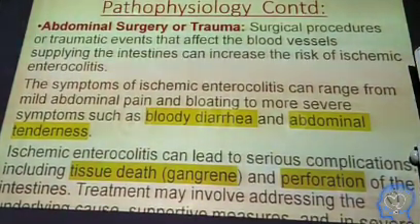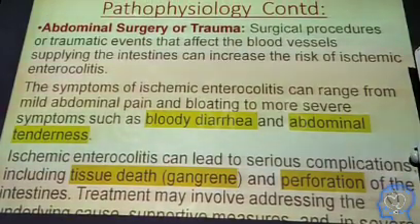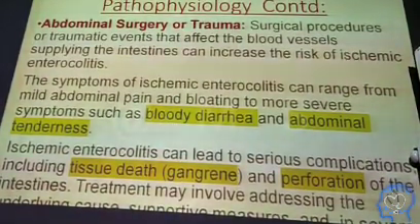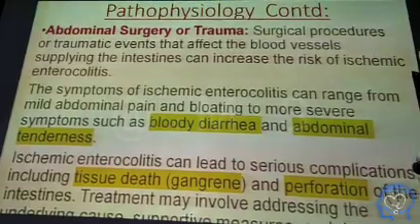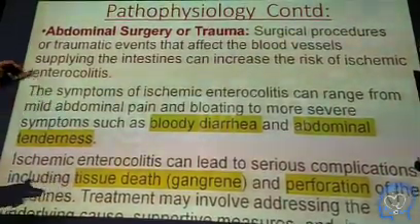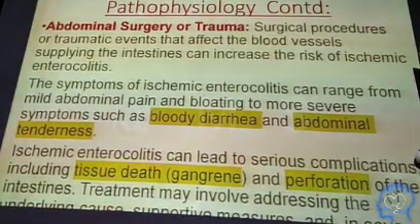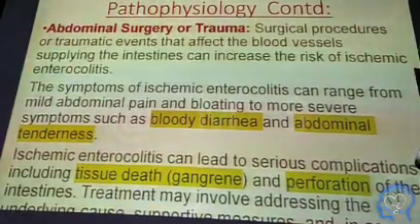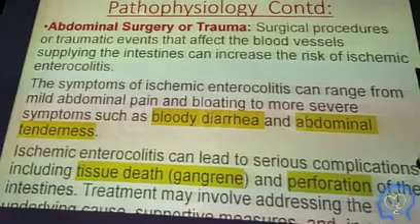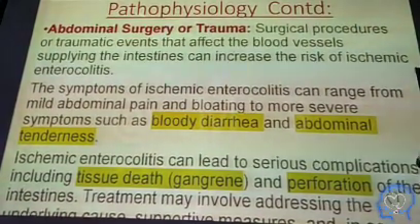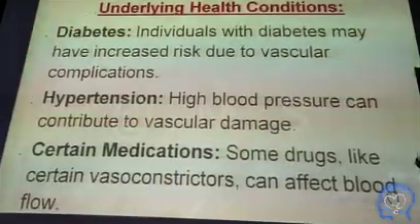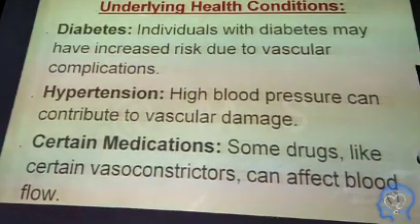तो acute होगा, it manifests in bloody diarrhea and abdominal tenderness. And ischemic enterocolitis leads to serious complications like tissue death, gangrene, or perforation. These are the complications as well as the sequelae of the acute cutting of the blood supply.